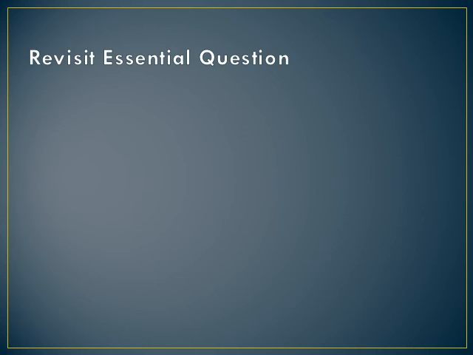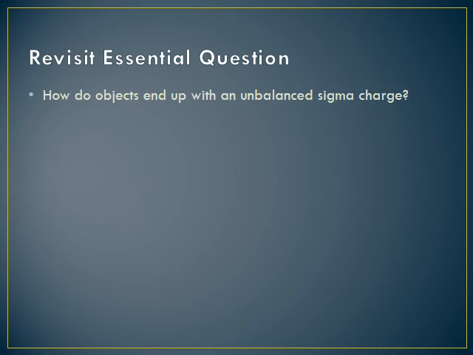So those are the three main types of charging that we experience in the world. And at this point, I'd like you to revisit the essential question, which is, how do objects end up with an unbalanced sigma charge? Hopefully you realize it's dependent on the kind of object, and it's dependent on the scenario, the setup. So there's actually a lot that goes into this. As you prepare your summary statements, hopefully you include a lot of the things that you learned in the last several slides. Thank you.